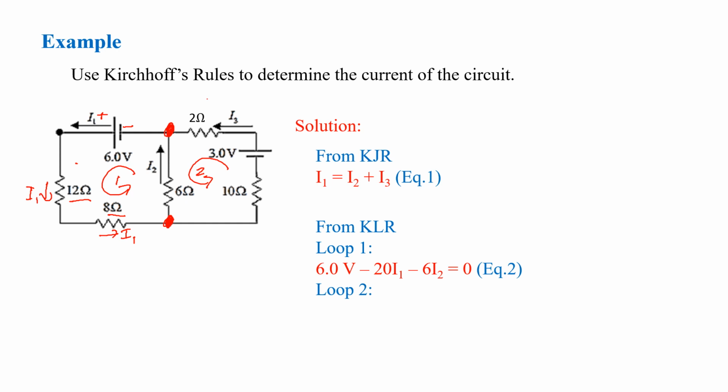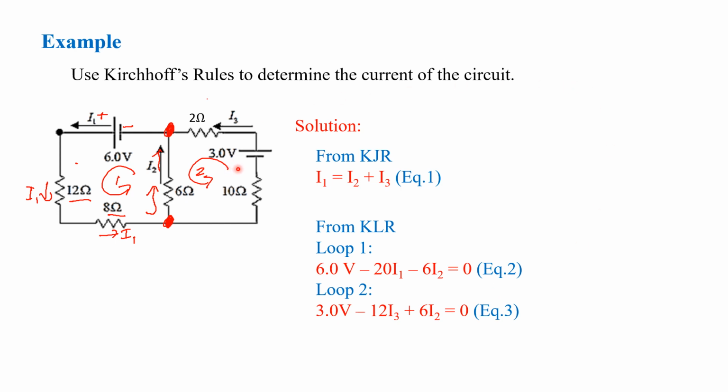After passing through your 12 ohms and your 8 ohms, we travel past your 6 ohms, which is here. Our travel is still in the same direction as your current I2, so you have negative 6 I2 voltage passing through your 6 ohms. And you have this equation here: 6 volts minus 20 I1 minus 6 I2 equals 0, and I label this one as your equation 2.